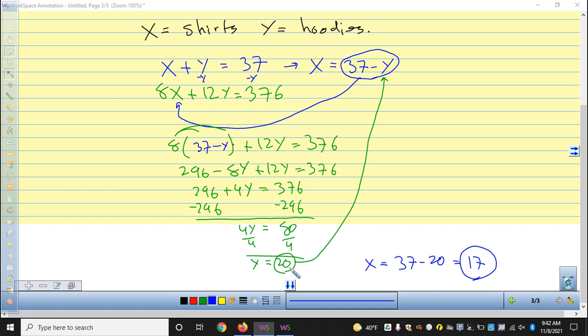Any questions there? Solving by substitution, always the same, every single time. Solve one equation for x or y, plug it into the other equation. You'll get one variable. Take that variable, plug it into either one of the first equations to get the other variable. The same steps every single time.